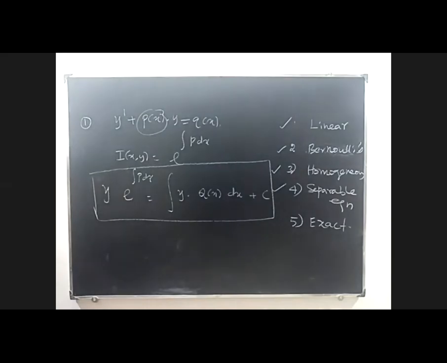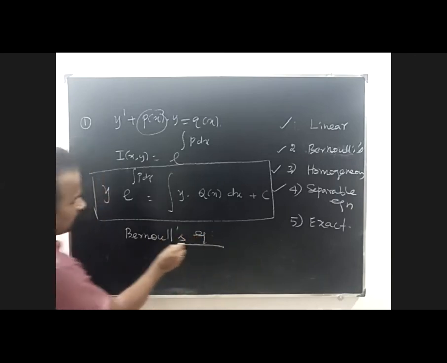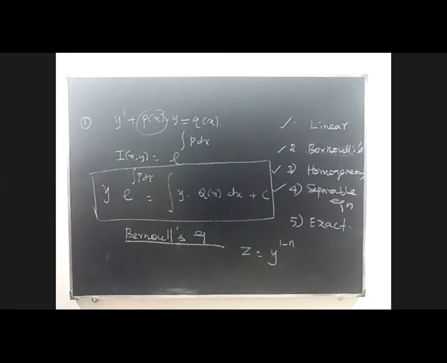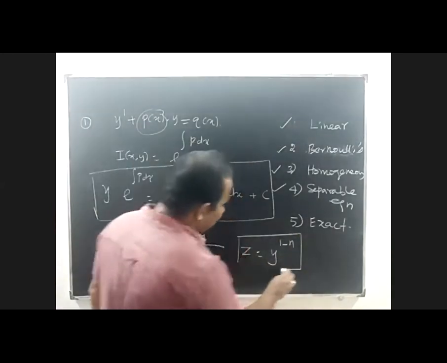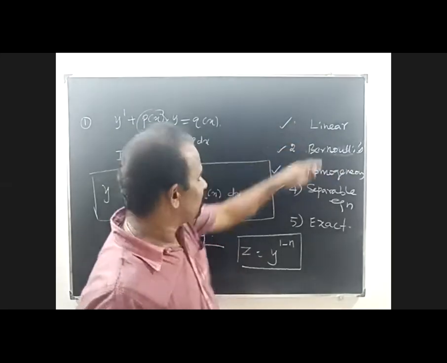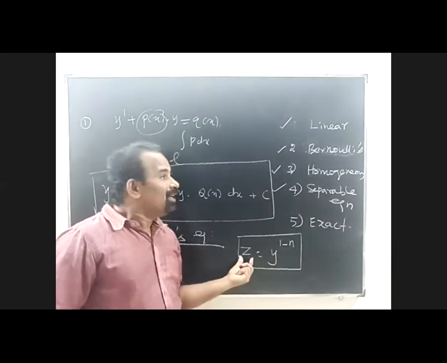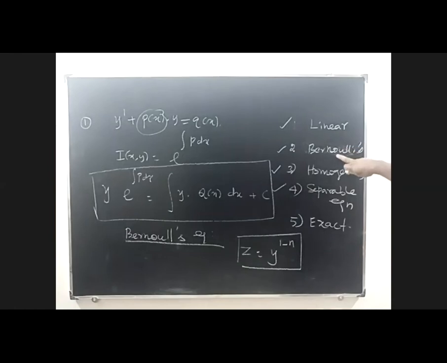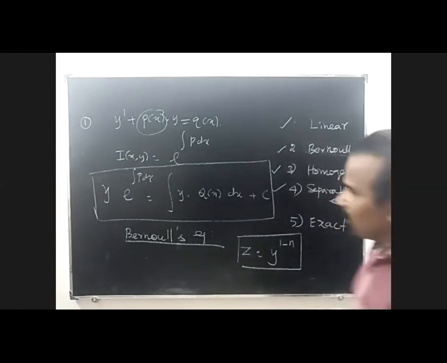Then I am coming to Bernoulli. For the Bernoulli equation, we substitute z = y^(1-n). Very simple. After substituting this, you get a linear equation; the Bernoulli equation reduces to a linear equation in terms of z, and then we know how to solve it. So we know what is linear, what is Bernoulli, what is homogeneous, what is separable. Then the last one is exact.